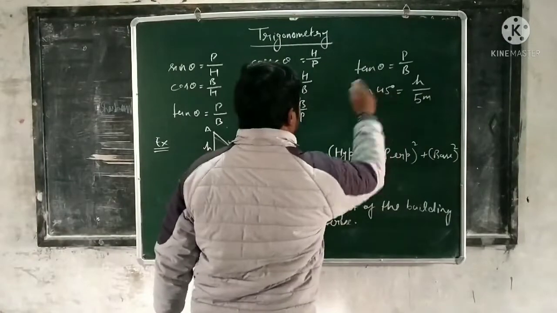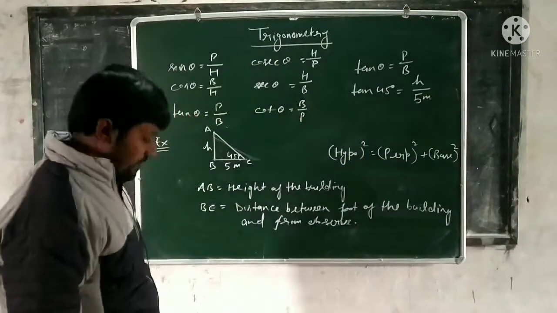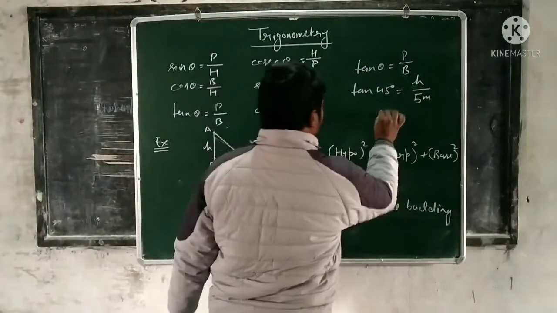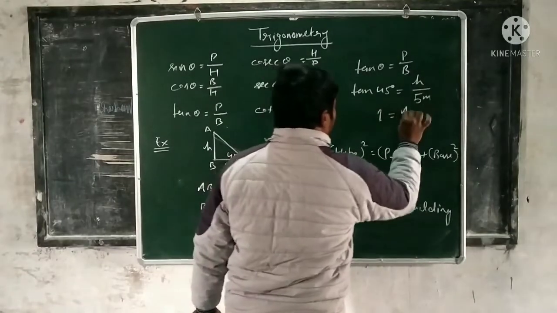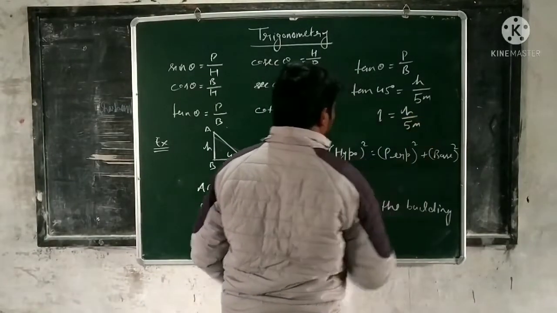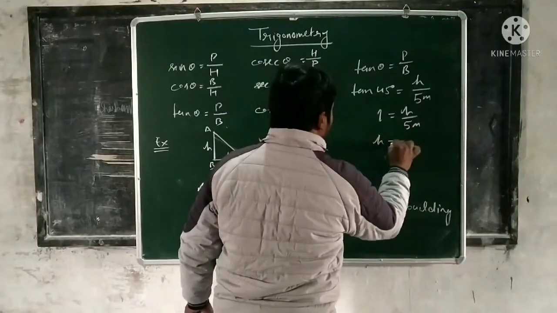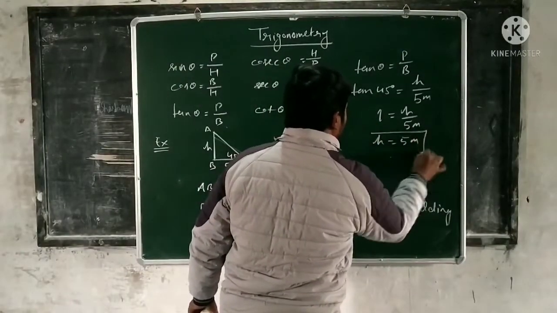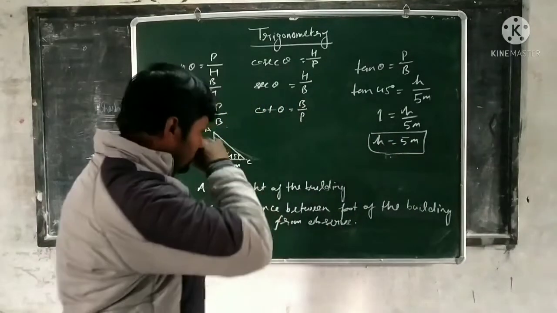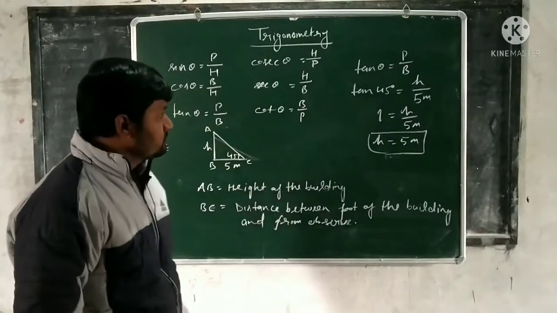What is the value of tan 45? The value of tan 45 is 1. So 1 is equal to h upon 5 meter. Therefore, 5 multiplied by 1, then h is equal to 5 meter. So we get the height of the building is 5 meter. It's okay?